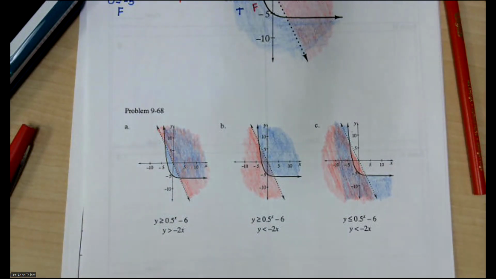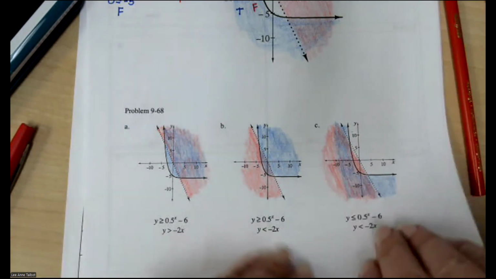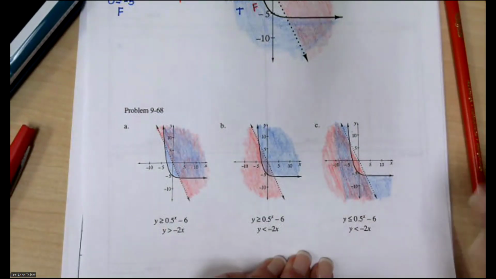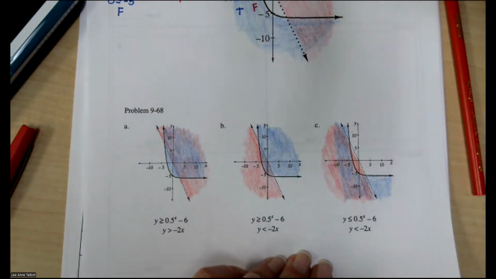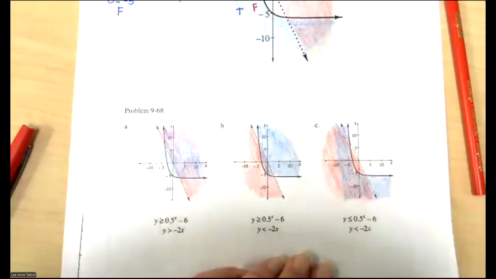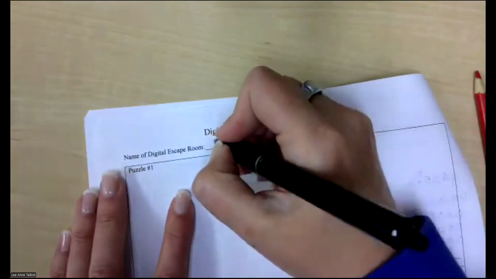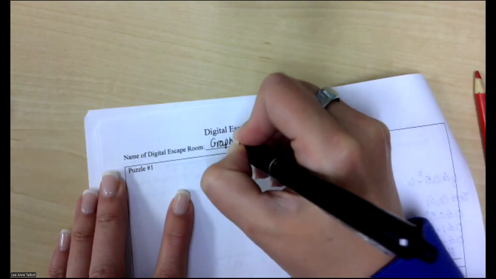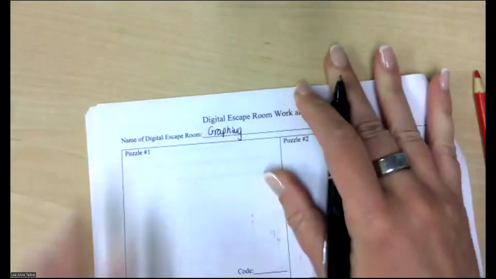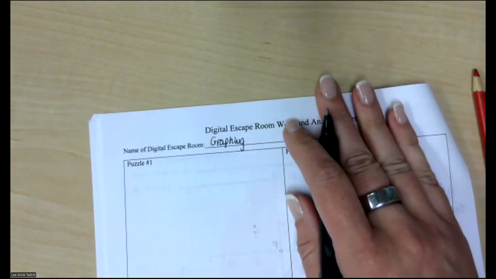Okay. Now, if you guys could find the next page in the packet, which is the digital escape, which is the homework, I'm going to help you get started on that. Yeah, there should be in the box right here.